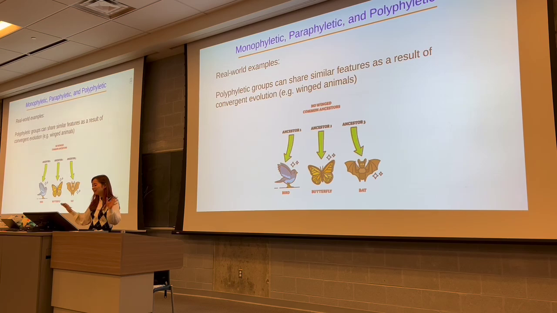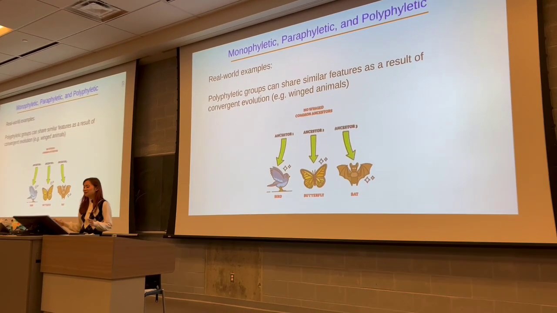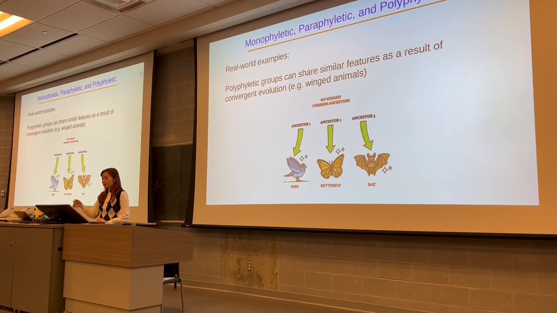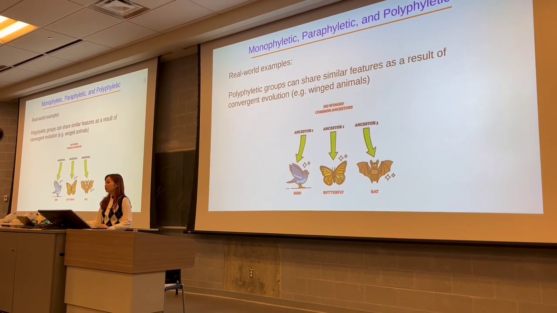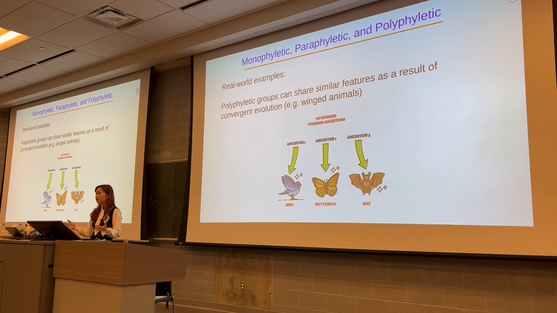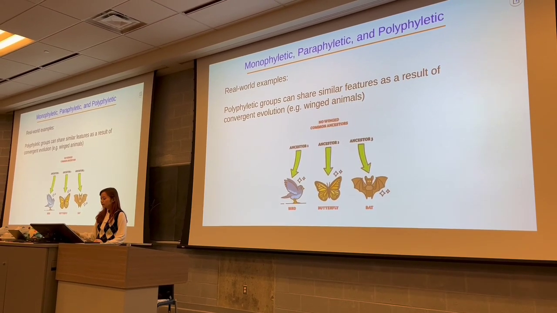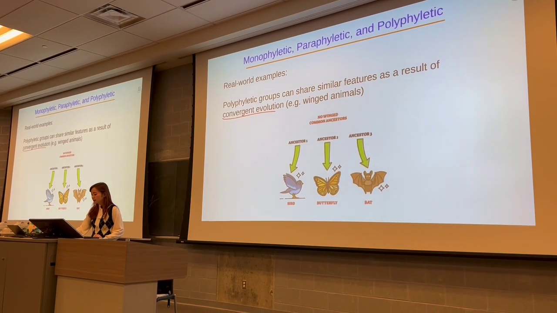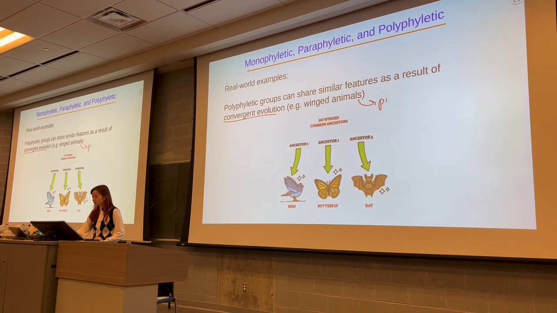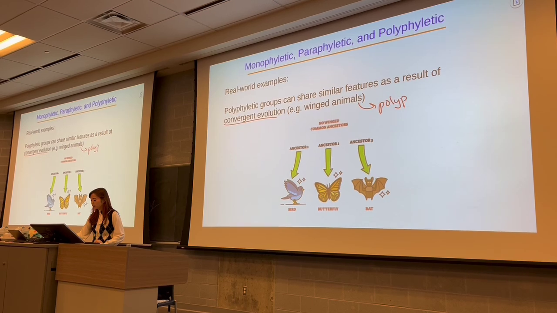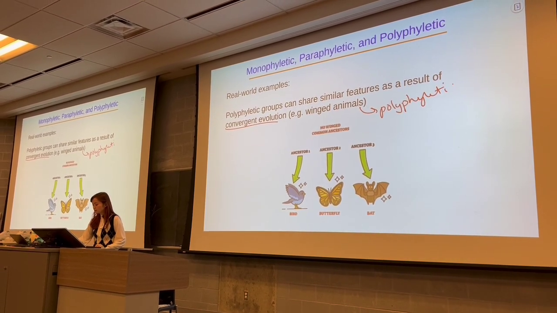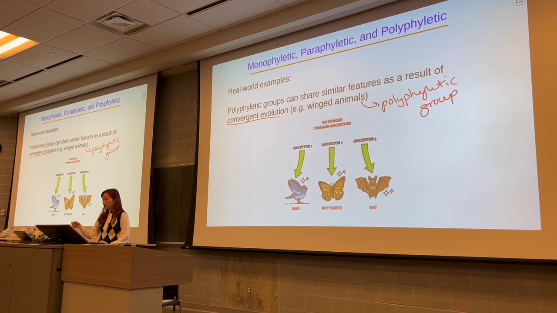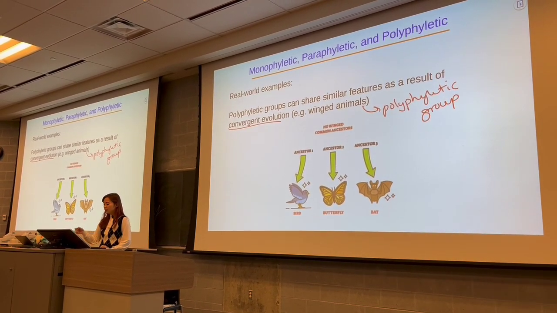Okay, so we're done with these fictional animals. We'll move on to some real world examples. The most common types of polyphyletic groups in nature we see are just physical traits that we notice across different living species, but they arose again due to convergent evolution, right? So if we were to say that winged animals are a group, they would be a polyphyletic group. Why? Because they all evolved wings independently from a non-winged ancestor.